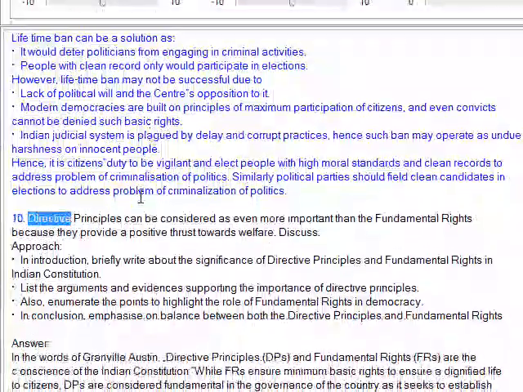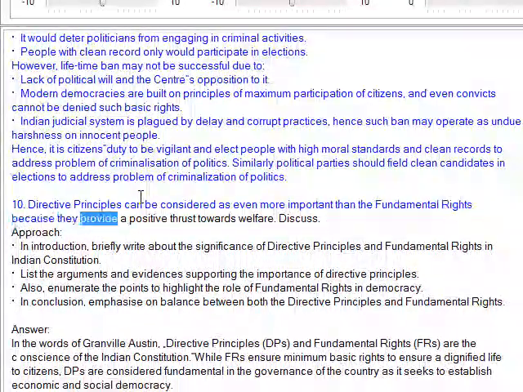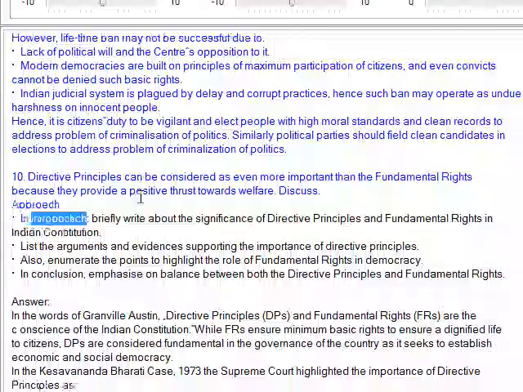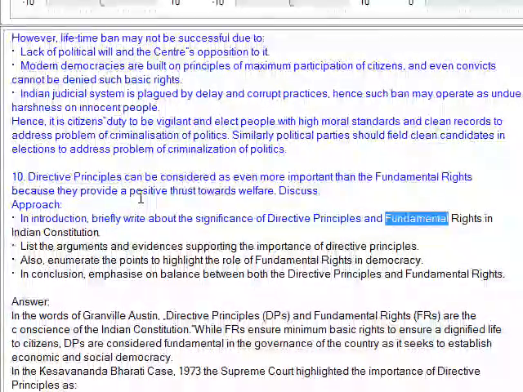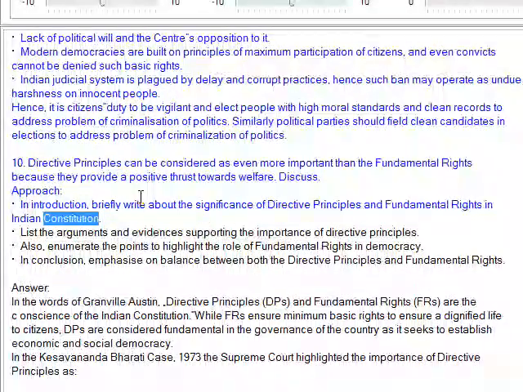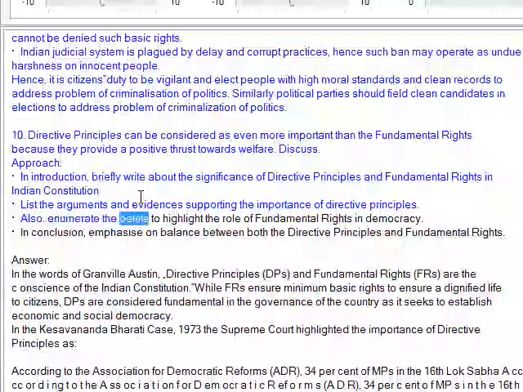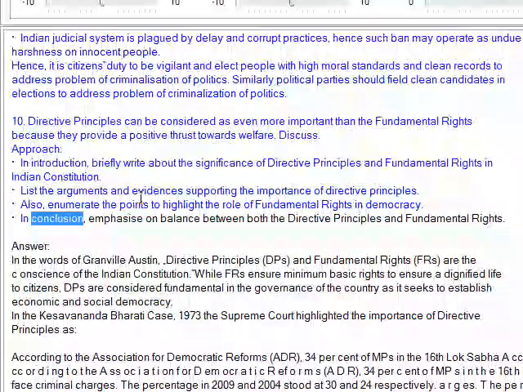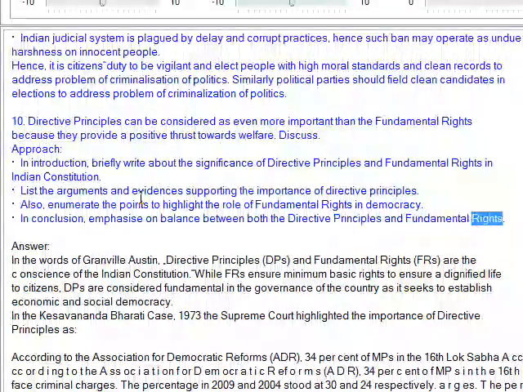10. Directive principles can be considered as even more important than the fundamental rights because they provide a positive thrust towards welfare. Discuss. Approach. In introduction, briefly write about the significance of directive principles and fundamental rights in the Indian Constitution. List the arguments and evidence supporting the importance of directive principles. Also, enumerate the points to highlight the role of fundamental rights in democracy. In conclusion, emphasize the balance between both the directive principles and fundamental rights.